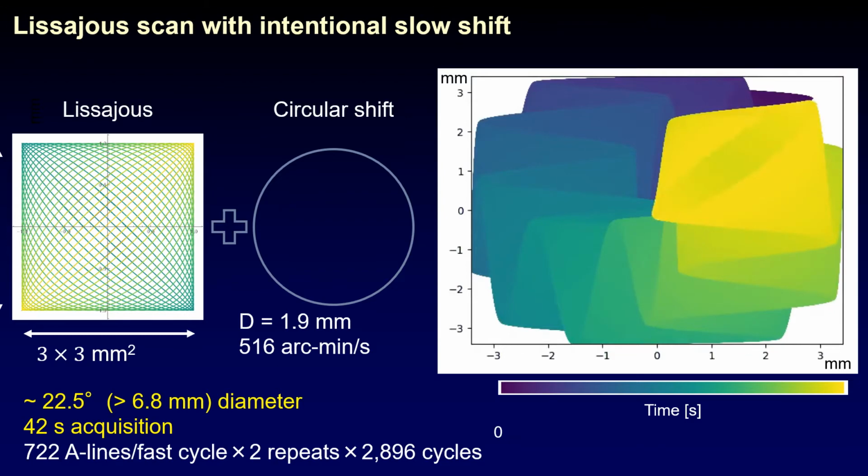This convolutional Lissajous scan finally covers more than 6.8 mm diameter field on the retina with the high density of the A scans. The acquisition time is relatively long at 42 seconds, but it is not really psychologically long for the patients. During the measurement, the patient is instructed to be relaxed and doesn't need to really fixate his eye. He can even blink. All the distortions caused by the eye motion and the data missing by the blink are corrected by the post-processing.